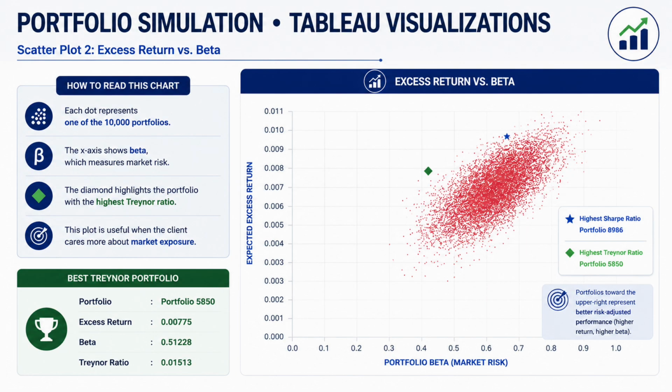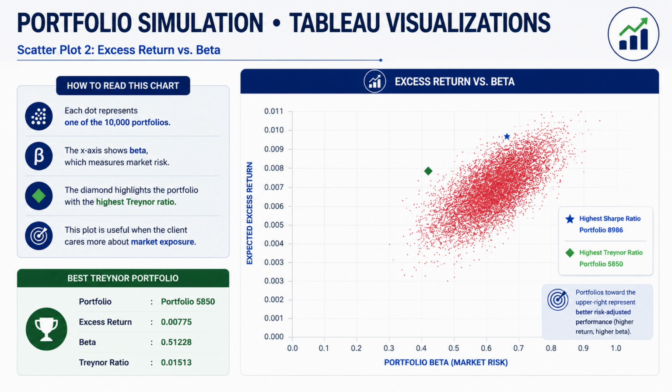This visualization compares expected excess return to beta. While the previous graph focused on total risk, this graph focuses only on systematic market risk. The highlighted point represents Portfolio 5850, which achieved the highest Treynor ratio. This portfolio generated an expected excess return of approximately 0.78% per month while maintaining a beta of roughly 0.51, significantly lower than many other portfolios in the simulation.